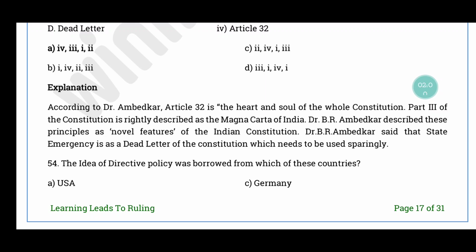And Dr. B.R. Ambedkar said that state emergency is a dead letter of the constitution which needs to be used sparingly.